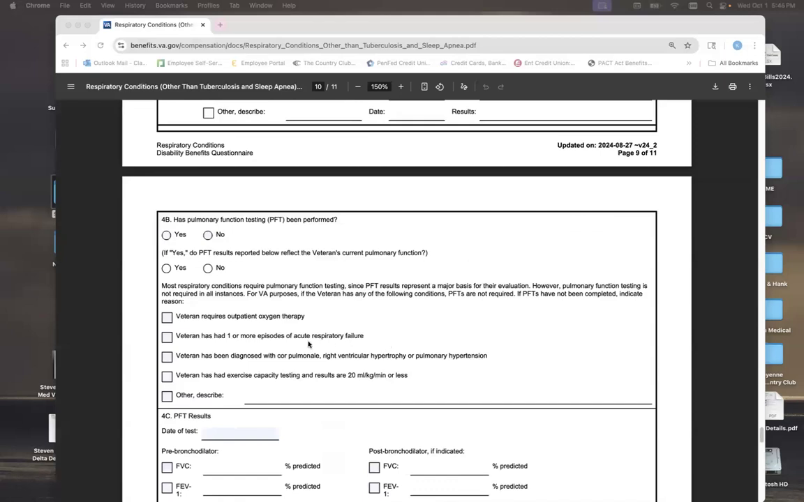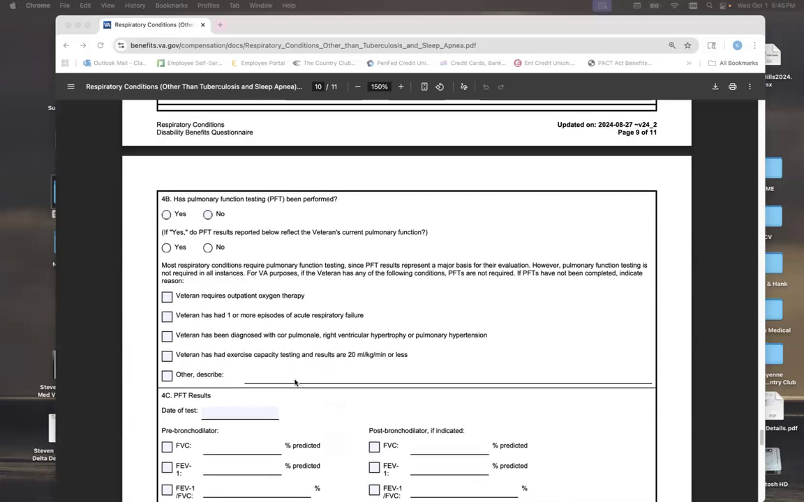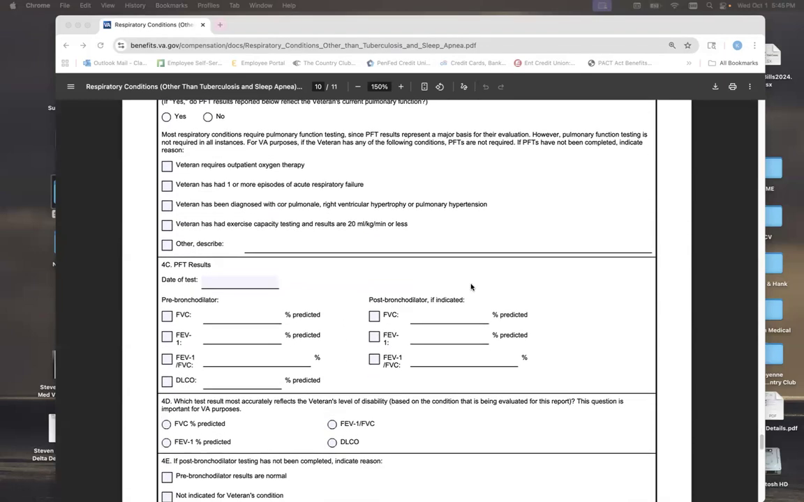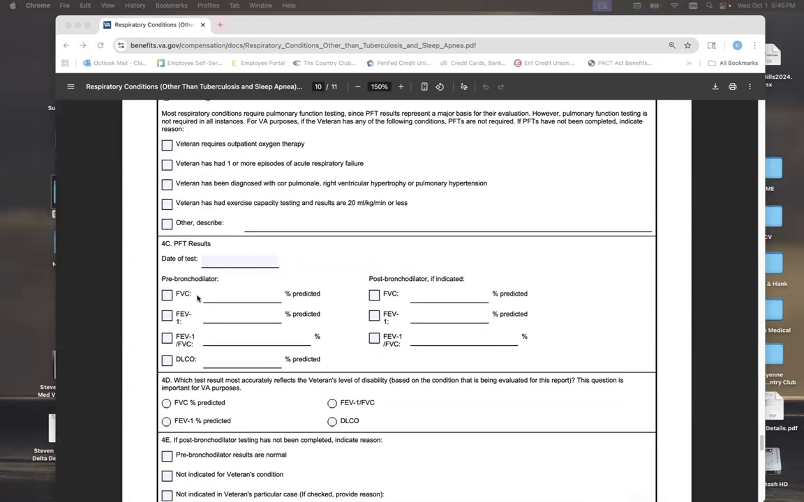Respiratory failure, again, not wanting to do pulmonary function tests, or pulmonary hypertension, heart issues, low exercise capacity test results, or another reason. Again, please refer to video 1 where I go over the contraindications for pulmonary function tests. You can screenshot that, print it, have it as a reference. But these are the results if the pulmonary function test is safe to do.